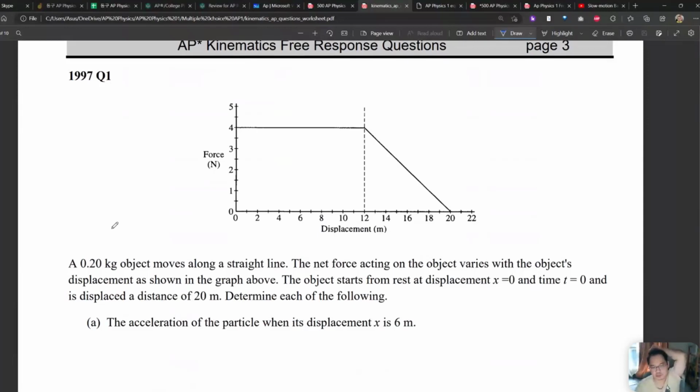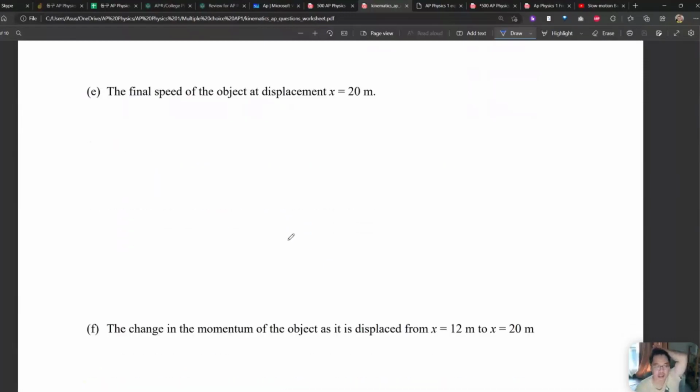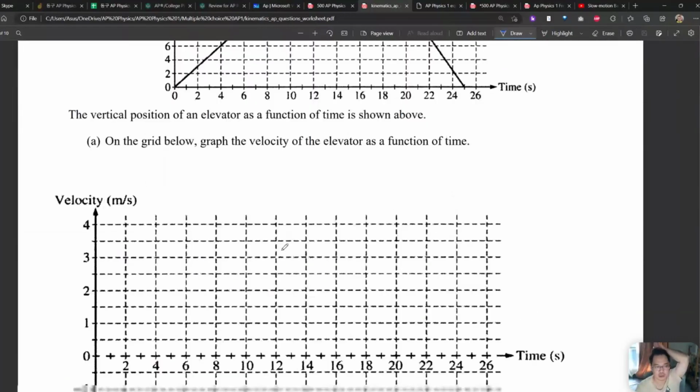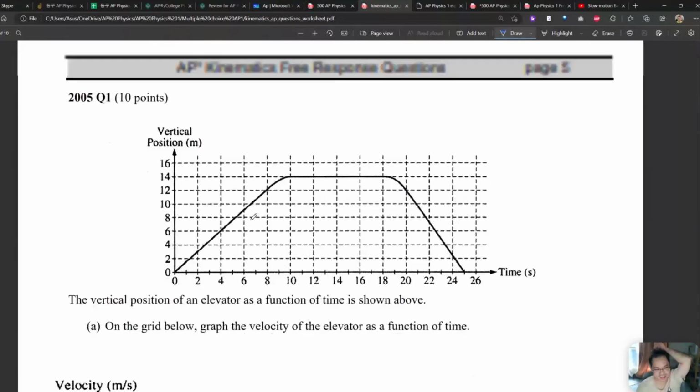The next question, 1997. Force, displacement, we haven't learned force. Skip that. Momentum, haven't learned. Position, 2005, pretty close, like 17 or 18 years ago.